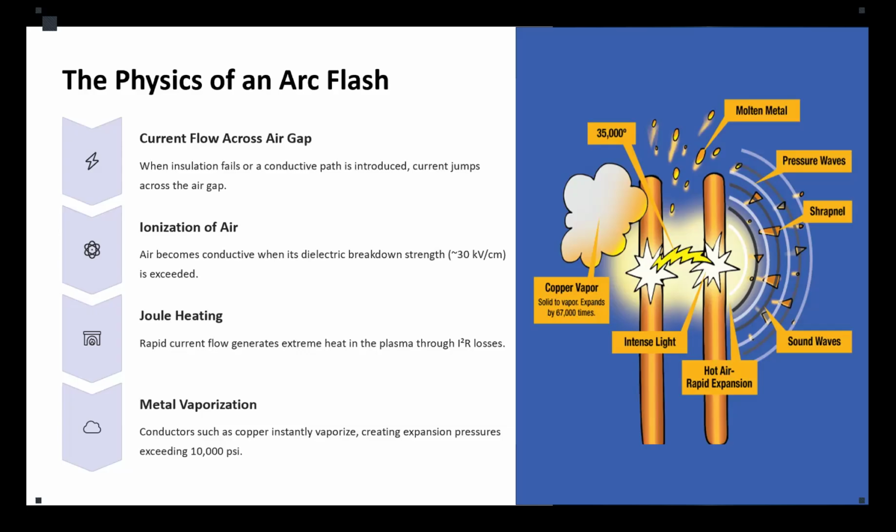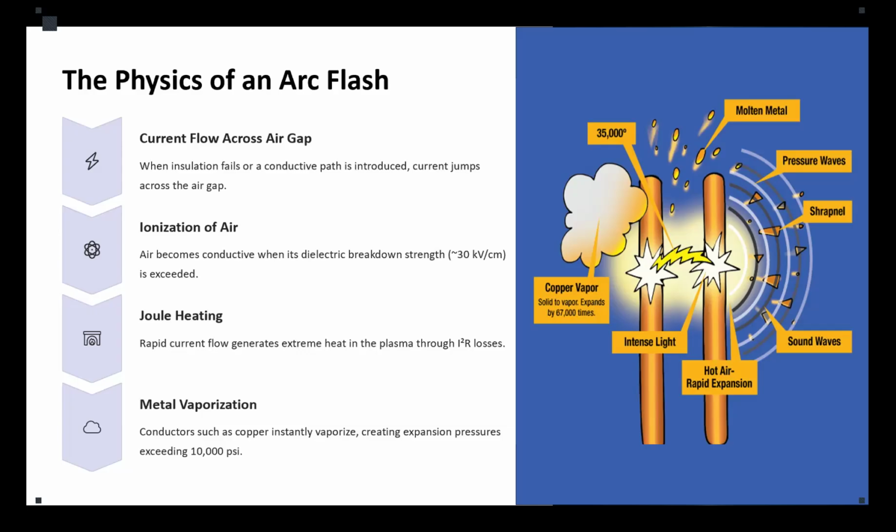Okay, so when that path actually happens, even if it's momentary, current will jump across the air gap, especially when the voltage is high enough and the path has a low enough impedance. The electric field overcomes the air resistance and the arc initiates. It's similar to a lightning effect, but in our case it's happening inside our electrical equipment.